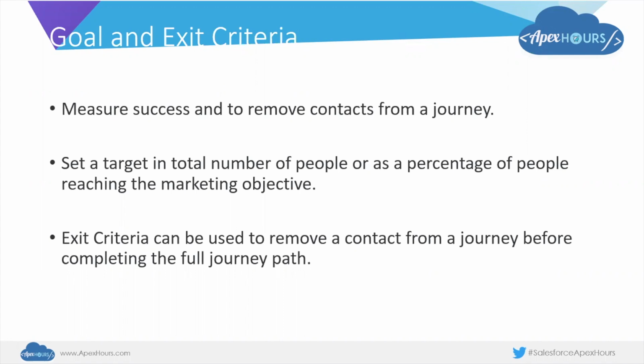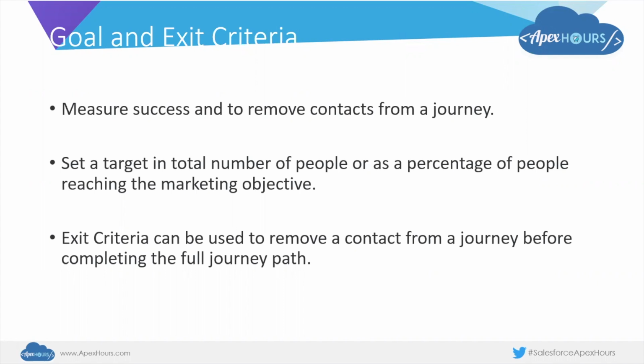And using a goal, we can set some target, such as the total number of people that should reach the target. It can also be a percentage of people that should reach the marketing objective. So you would set some goal criteria, and you would also set some configuration there so that when the contact reaches that goal, they can exit the journey.